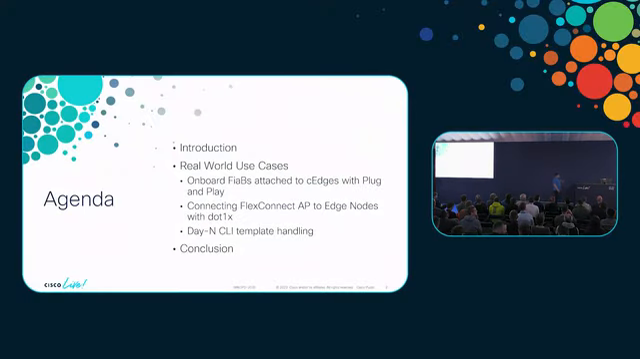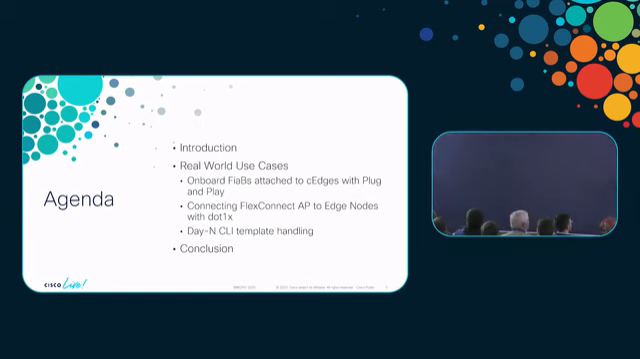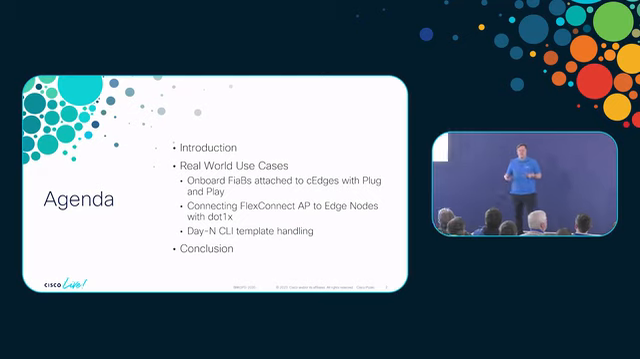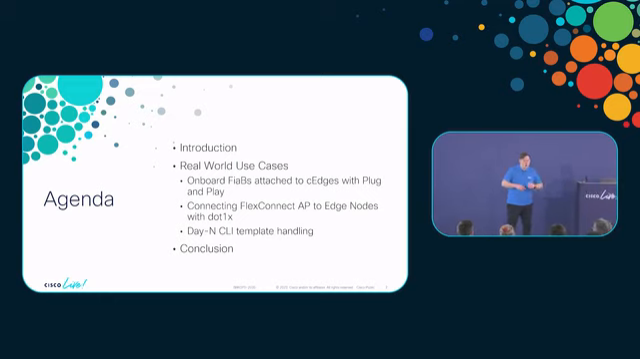For this hour, I will start with a short introduction, and then I'm going into the use cases. First of all, I will talk about onboarding Fabric in a Box, or switches connected to SD-WAN routers. There are some caveats. Afterwards, I will talk about connecting FlexConnect APs to edge nodes with 802.1X. Then, last but not least, we'll cover some CLI template handling options which could be handy for your deployment as well. At the end, I will conclude the session.